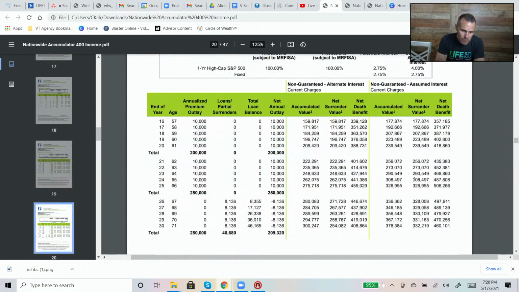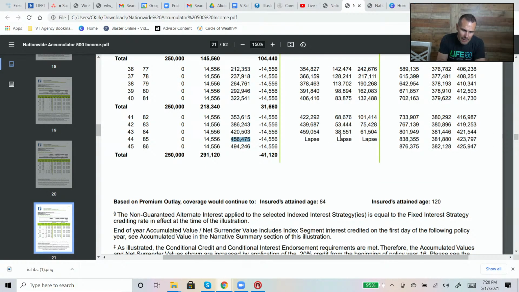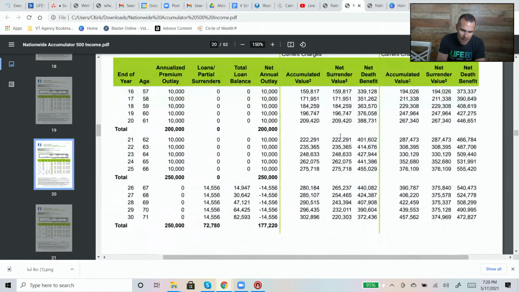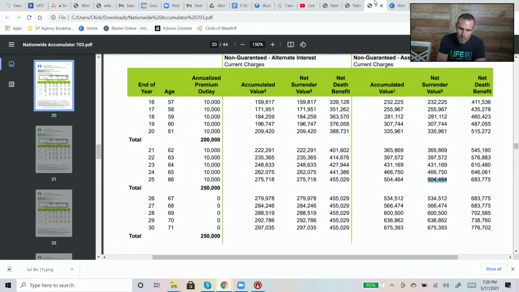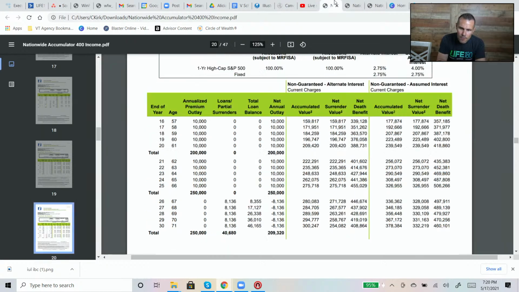So let's go down here to year 25, age 66. Now the account value is all the way down to 326,000. If we look at that here, at 5% you're at 376. But remember, this is what you were sold on, the 504. So if you really stress test it and run it at 4% with the assumptions in place, you're at 326,000.